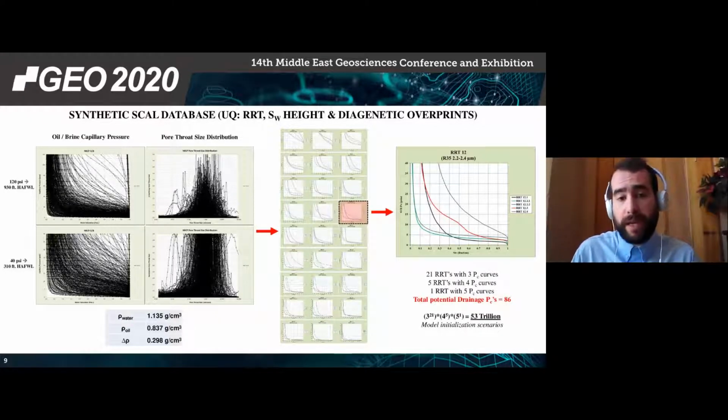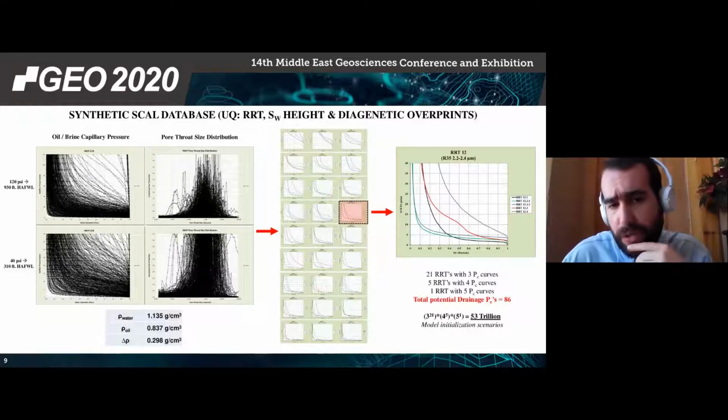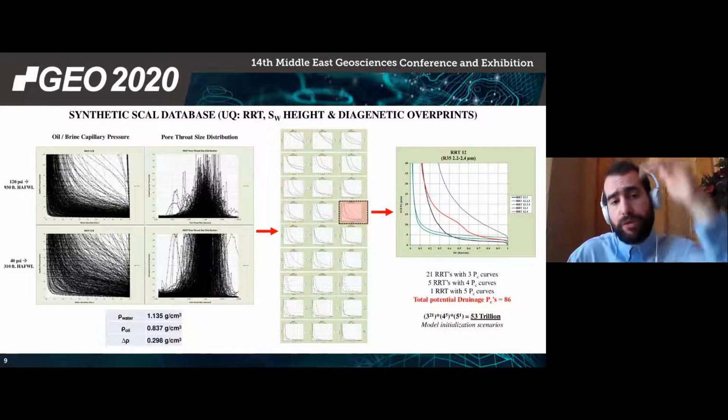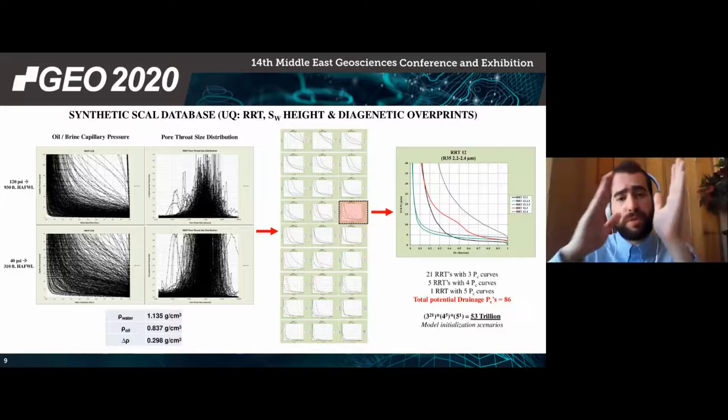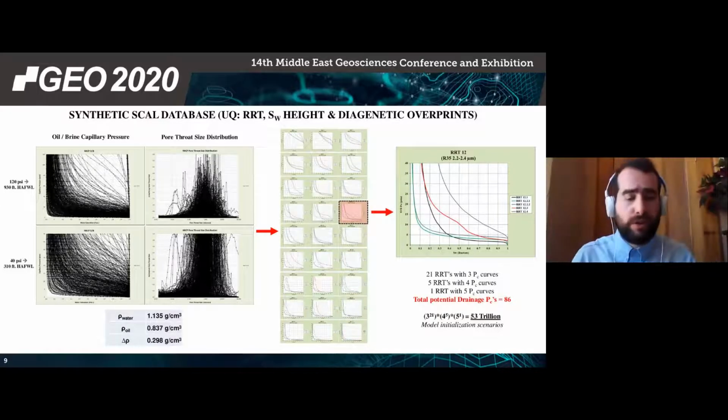Therefore, I can manipulate the way the diagenetic overprint is across the model. Now, you might ask me, why do the curves look very sparse? I mean, they could be different rock types entirely. But if you look at it at the right scale, so I'm looking at 40 psi still, if you go up to 200 psi, all those groups all group at one common irreducible water saturation.